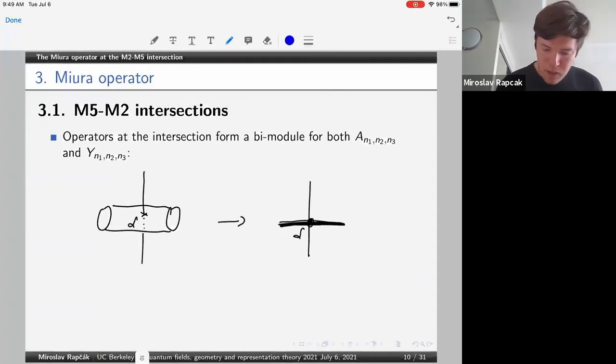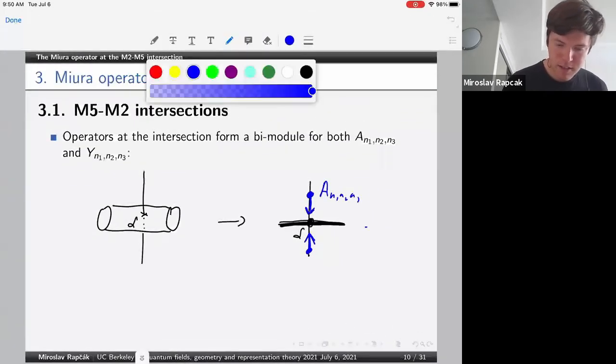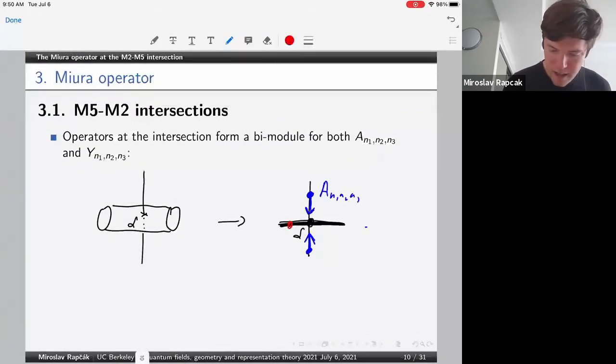Okay. And this operator should admit an action of the algebra A n1, n2, n3, since we can take a local operator on the M5 brane and fuse it with the operator L. But it actually does admit two actions. You can act from the top and from the bottom. And similarly, you can act by a pair of modes from the left and from the right of the modes of the M5 brane algebra Y, N1, N2, N3.